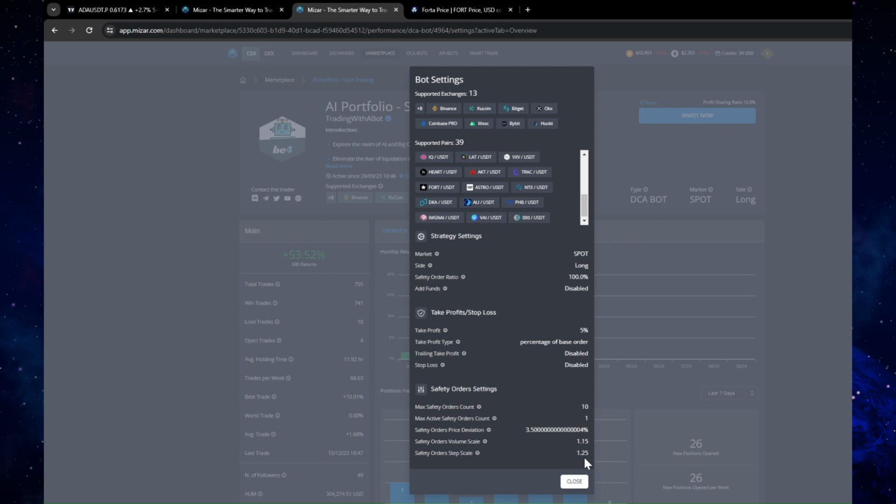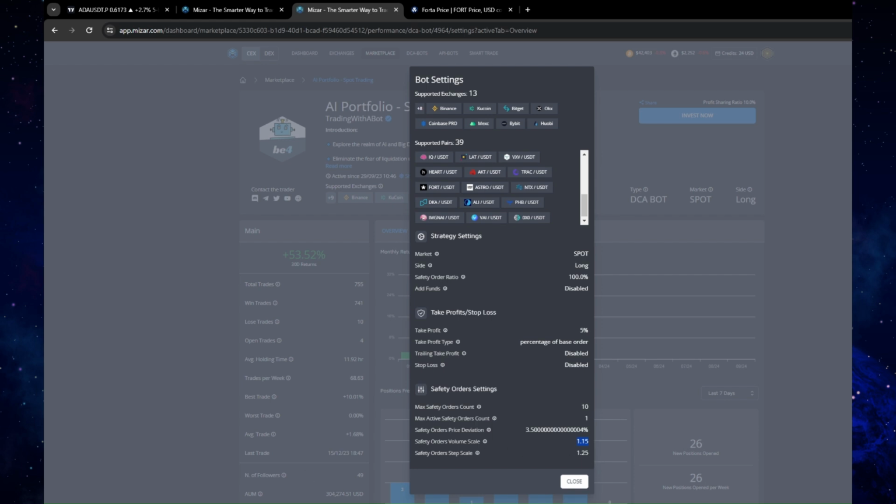And there is something you need to be aware of that I will point out shortly about the settings. But for now, let's look at the safety order or the Martingale settings. So currently, and that's another keyword, currently, they are as follows. We have deviation at 3.5 to open a safety order. And then we have a volume scale and a step scale, defined as 1.15 and 1.25.